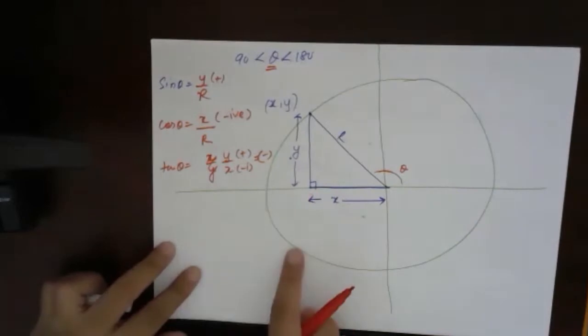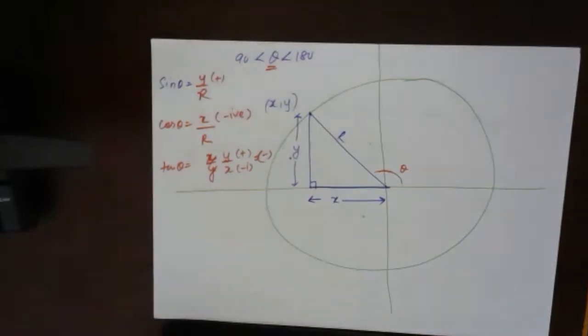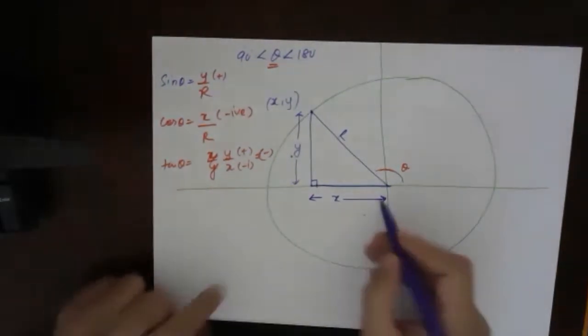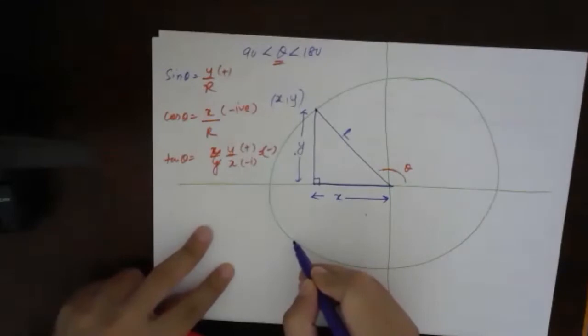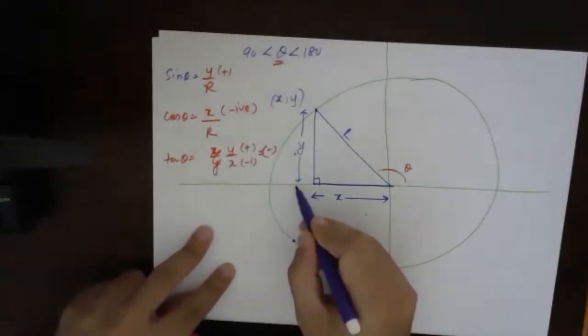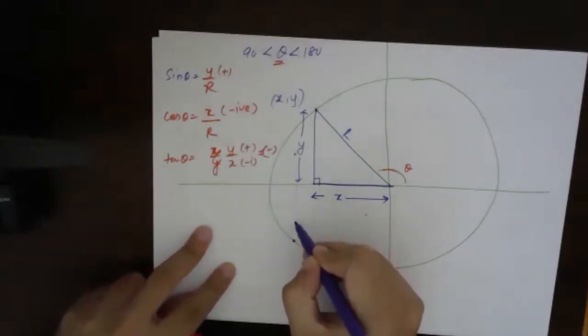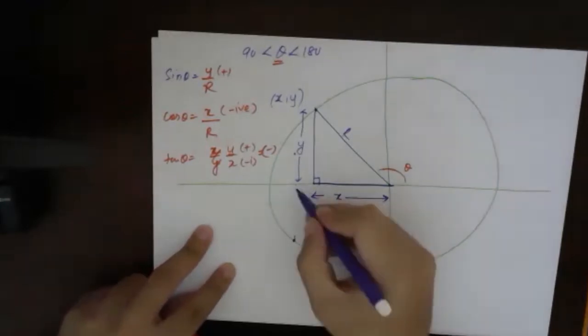Okay. Suppose I take a point in the third quadrant. So what will I get in the third quadrant? Suppose I have taken a point here. I'm drawing dotted lines here.